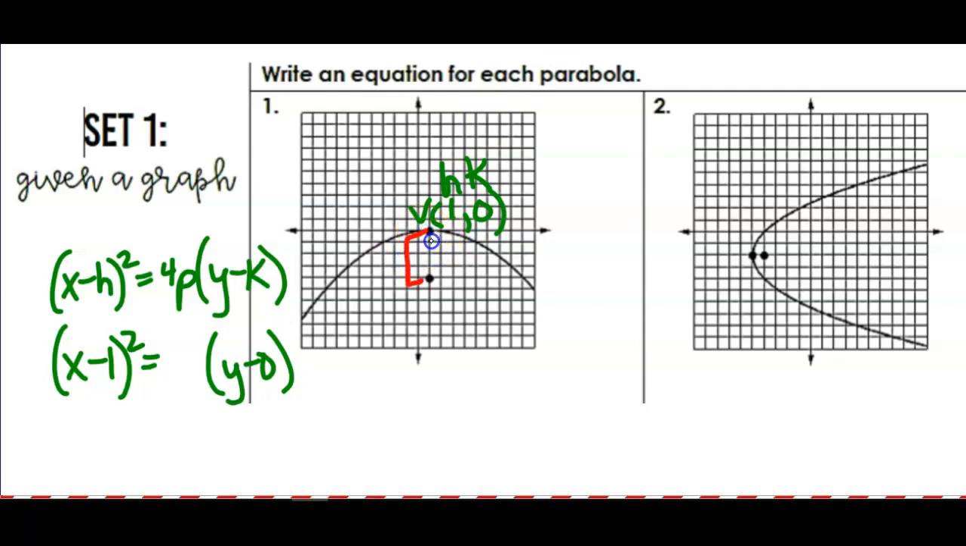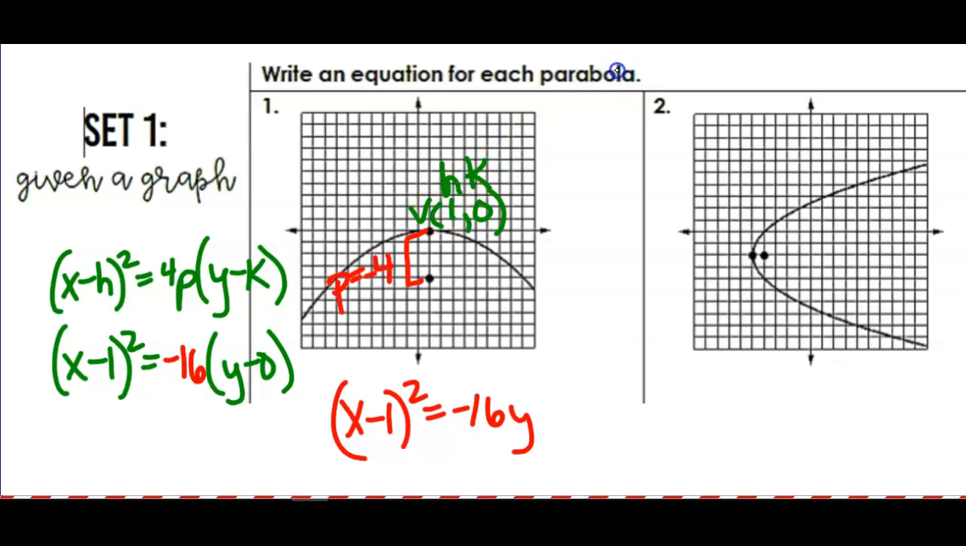And p, remember, by definition, is really just this distance. So 1, 2, 3, 4, but it is opening down, so p is actually -4. So we get a -16. So x minus 1 quantity squared equals -16y. If you moved that over to the other side, you'd have vertex form. You'd have -1/16 x minus 1 squared equals y, because we're used to them opening up and down.